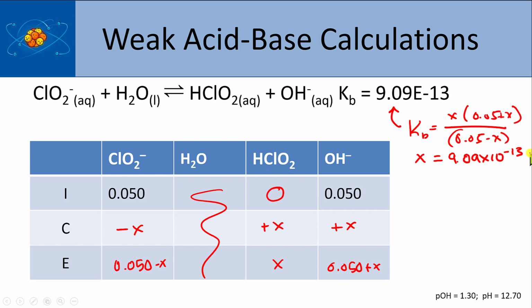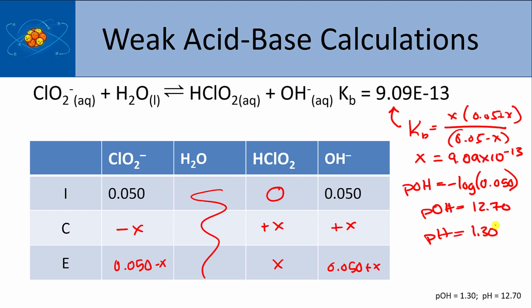Now we need to calculate our pOH, and that means it's the negative log of 0.050 plus something that's really tiny, right? 10 to the minus 13, so we're going to ignore it. Maybe 10 to the minus 12 if you're generous, but yeah. So you end up with a pOH of 12.70 and a pH of 1.30. Now I wanted to make a point about this.